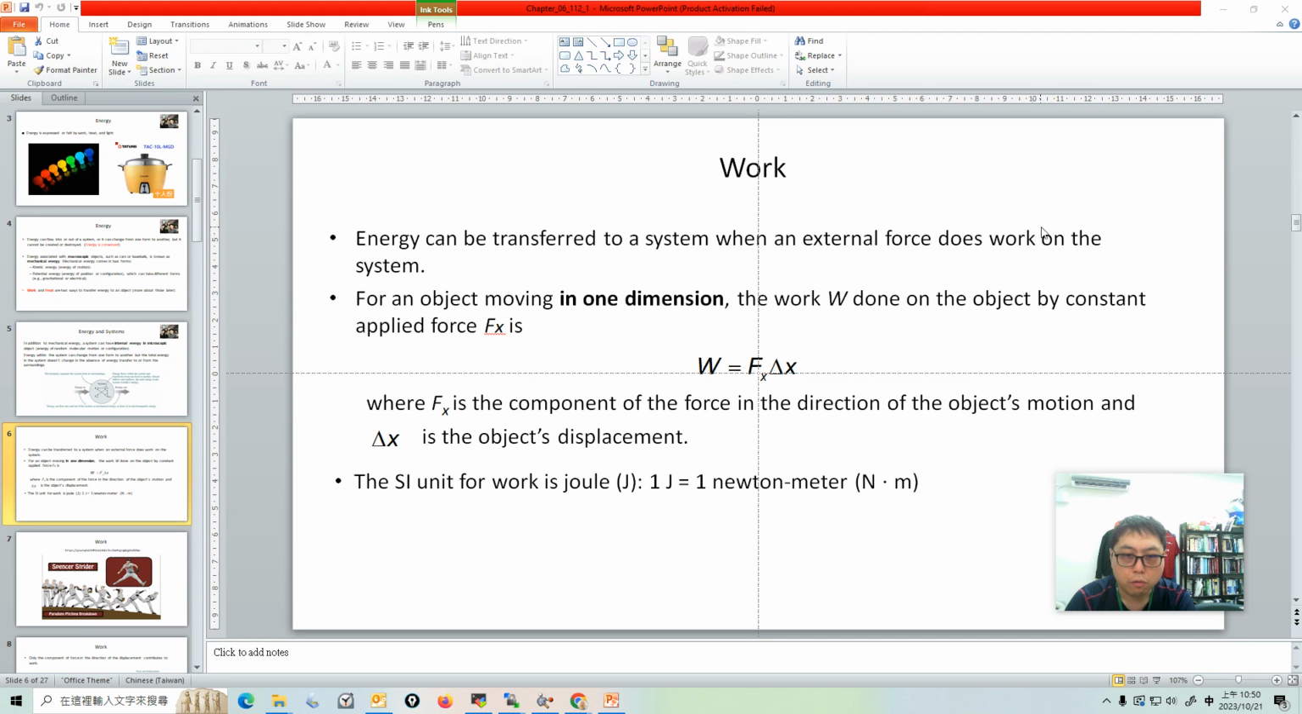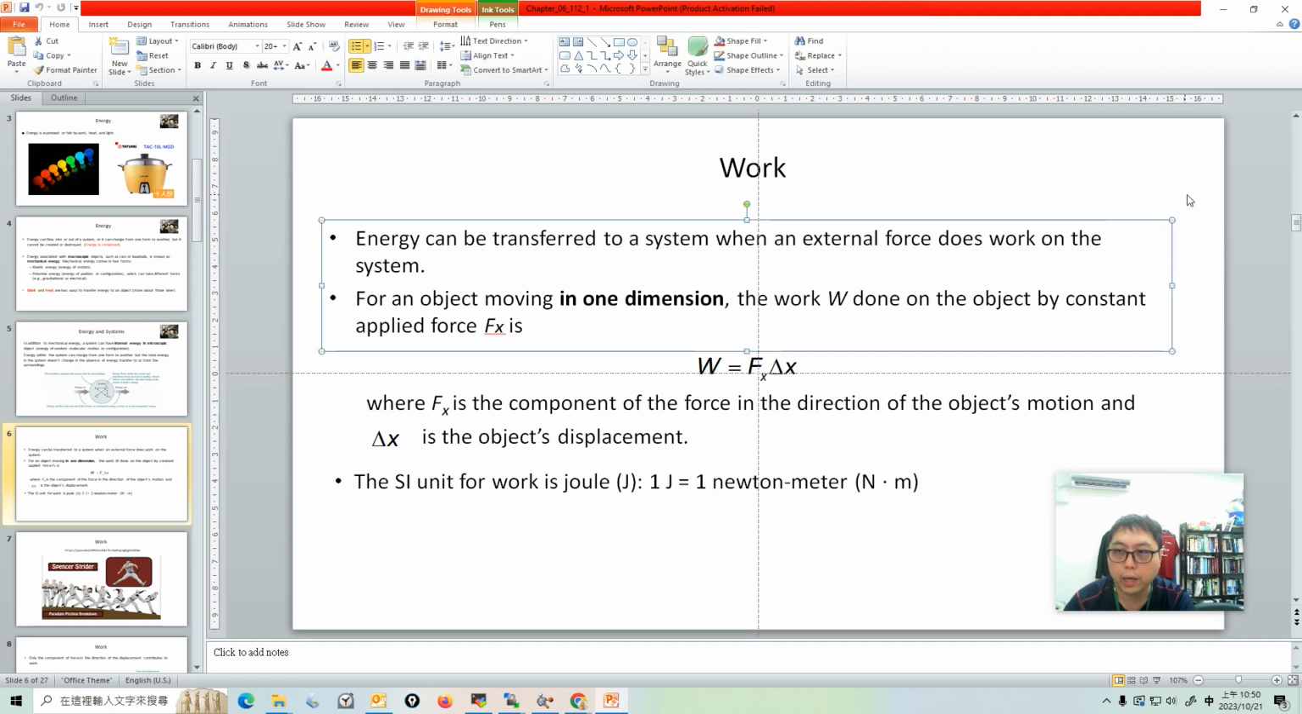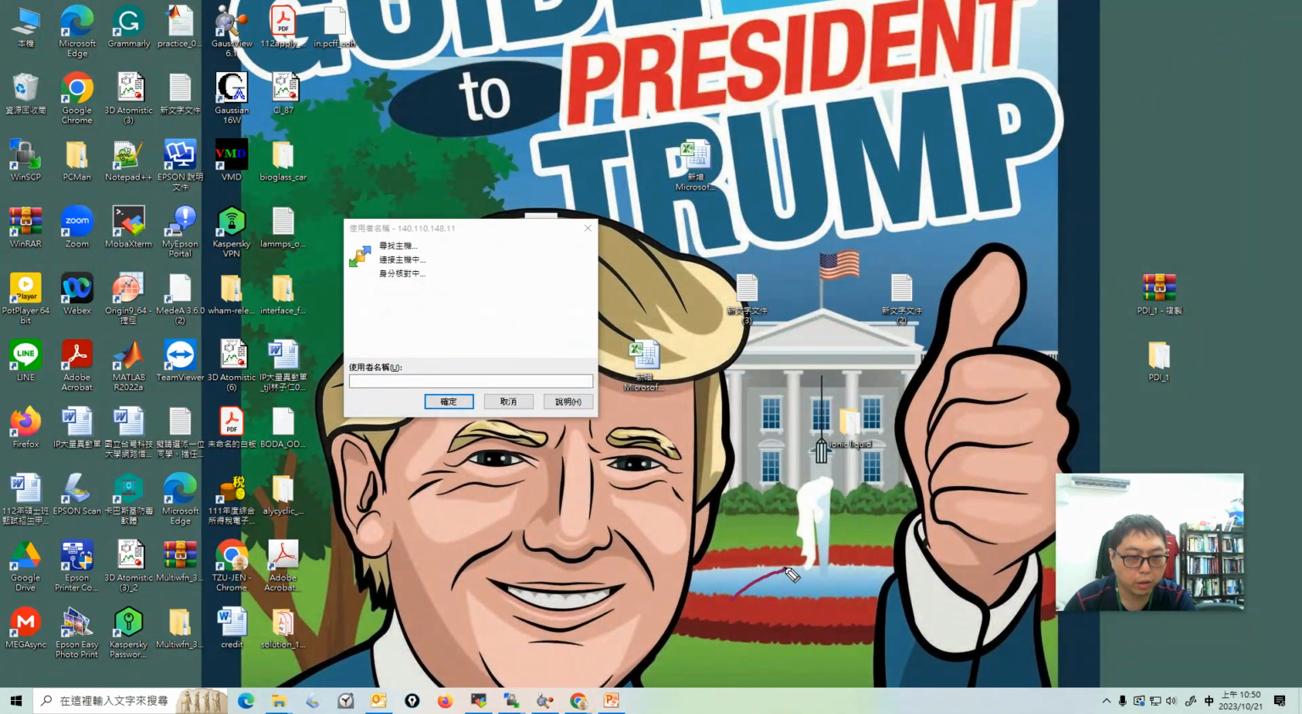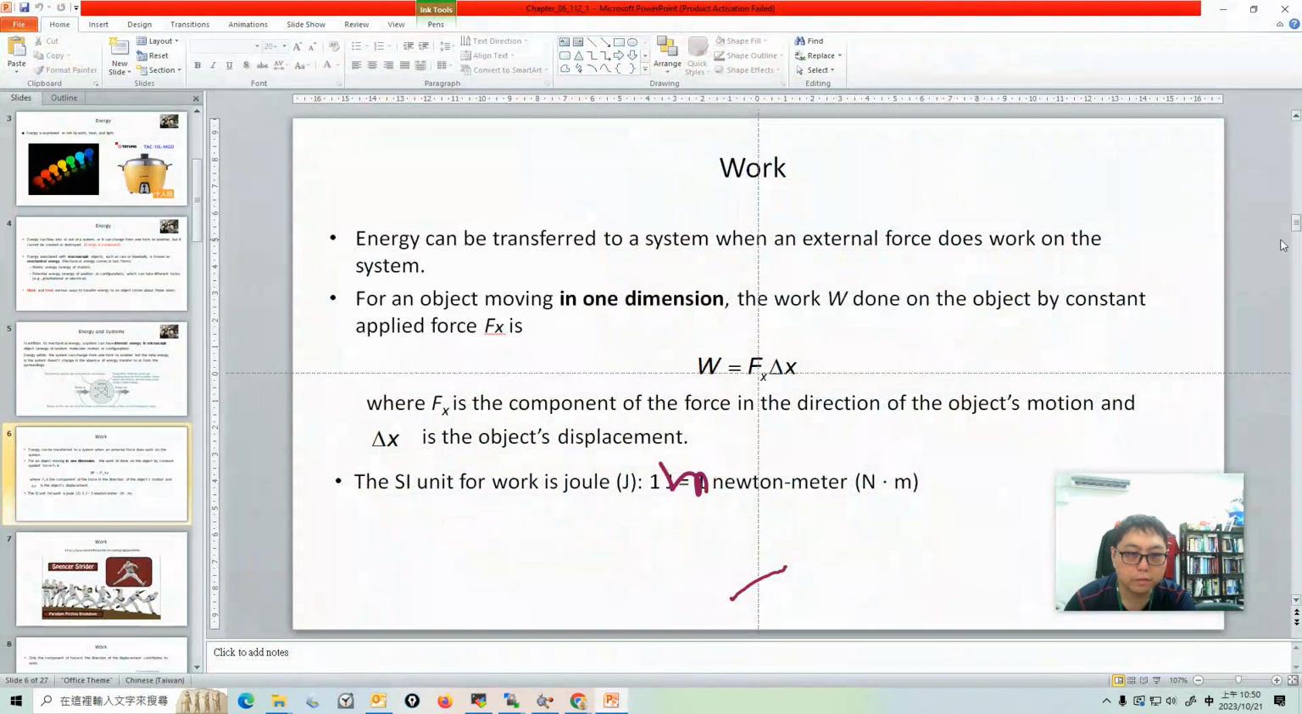Oh, where's the pen? Sorry, my pen is not functioning. Let me reopen my pen tool here. Oh, it's not working. Why? It's working here, so why is it not working in the slide?